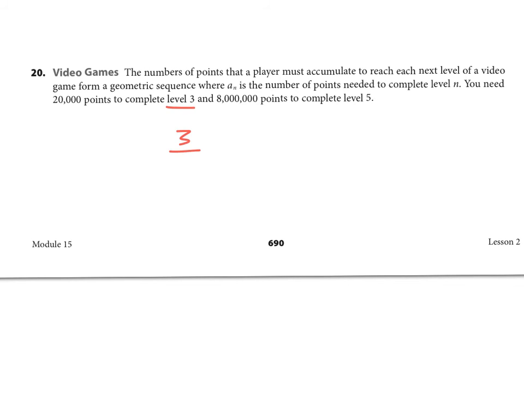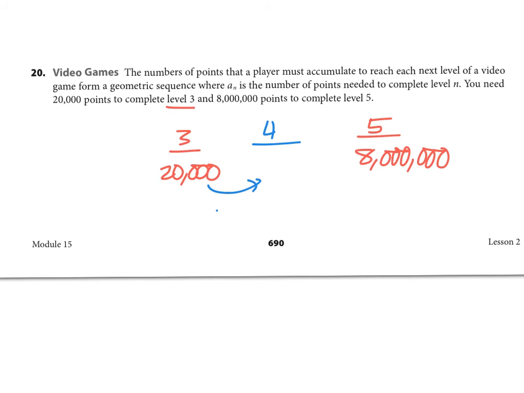Level 3 is like term number 3. So level 3 was 20,000 points. Level 5 is 8 million points. So again, you're missing that level 4. So how do you get there? It's times R, and then times R again. In this case, you know it's bigger than 1 because you're going from 20,000 up to 8 million. So again, you're going to set it up. So you got 20,000 times R squared equals 8 million.